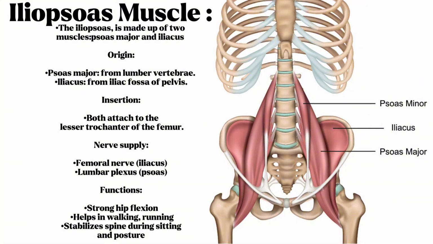Last muscle, iliopsoas muscle. This muscle is made of two muscles, psoas major and iliacus. So if I talk about their origin, psoas major originates from lumbar vertebrae, while iliacus muscle originates from iliac fossa of pelvis. Both muscles attach to the lesser trochanter of the femur. Their function is that they flex the thigh at the hip joint. Iliopsoas muscle helps us in walking, in running, in maintaining posture. Iliacus muscle is innervated by femoral nerve and psoas major muscle is innervated by lumbar plexus.